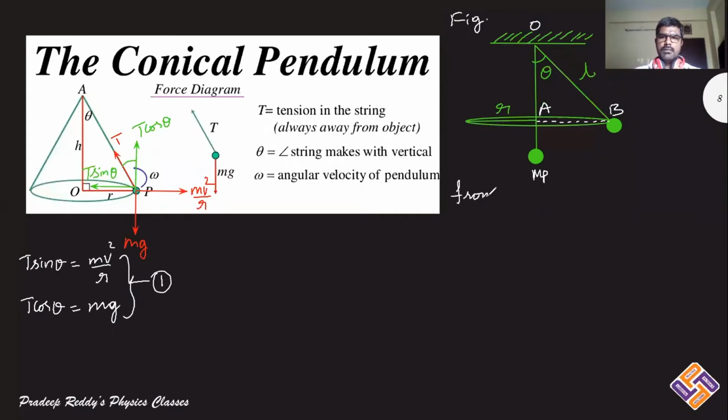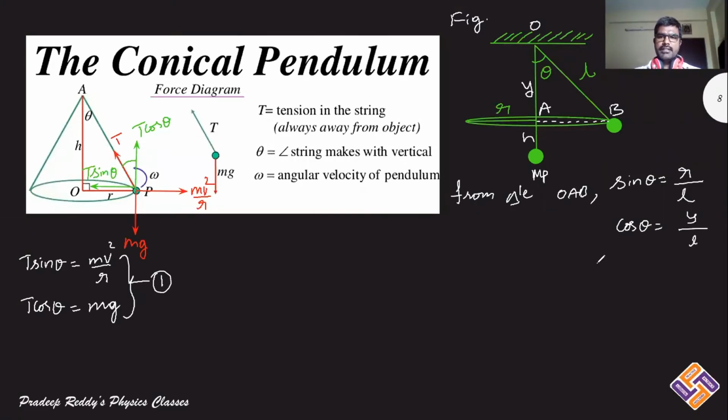From triangle OAB, I can write sin theta is equal to opposite side. What is the opposite side? It is the radius r of the horizontal circle divided by the hypotenuse L. Similarly, you can write cos theta is equal to, from here to here, this length I can consider as y, and this is height h which is lifted up. Cos theta is equal to y divided by L.